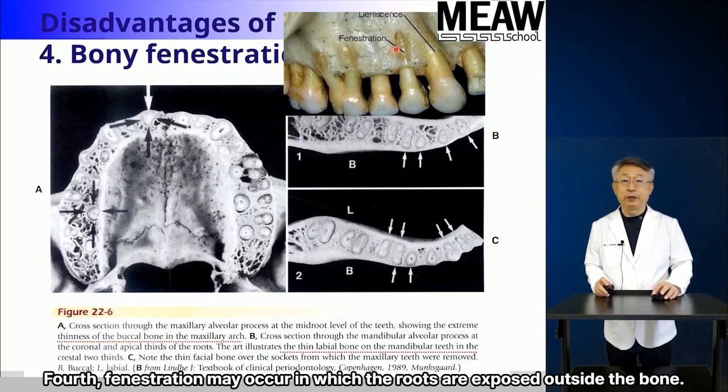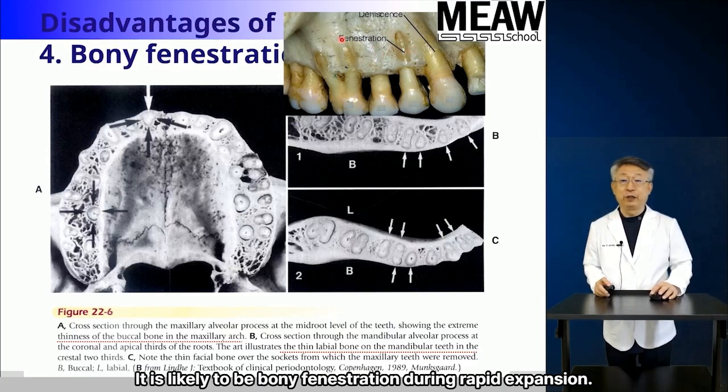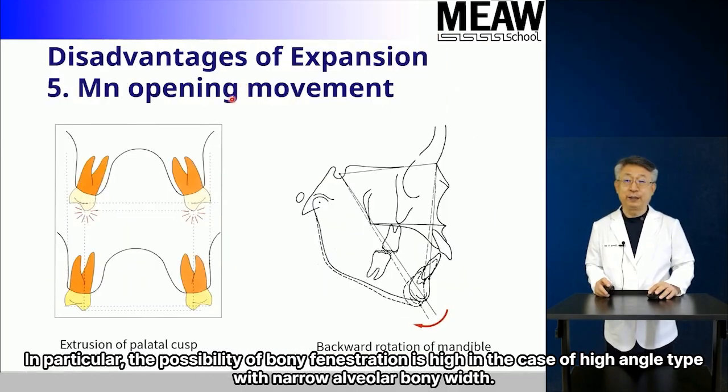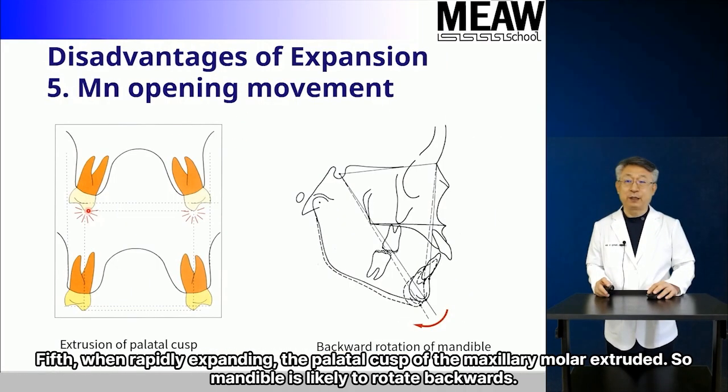Fourth, fenestration may occur in which the roots are exposed outside the bone. It is likely to be bony fenestration during rapid expansion. In particular, the possibility of bony fenestration is high in the case of high-angle type with narrow alveolar bony width. Fifth, when rapidly expanding, the palatal cusp of the maxillary molar extrudes, so the mandible is likely to rotate backwards.